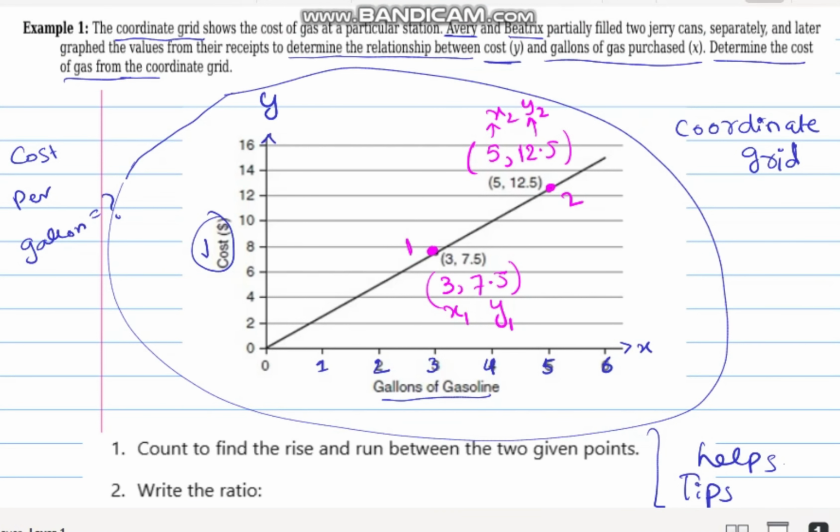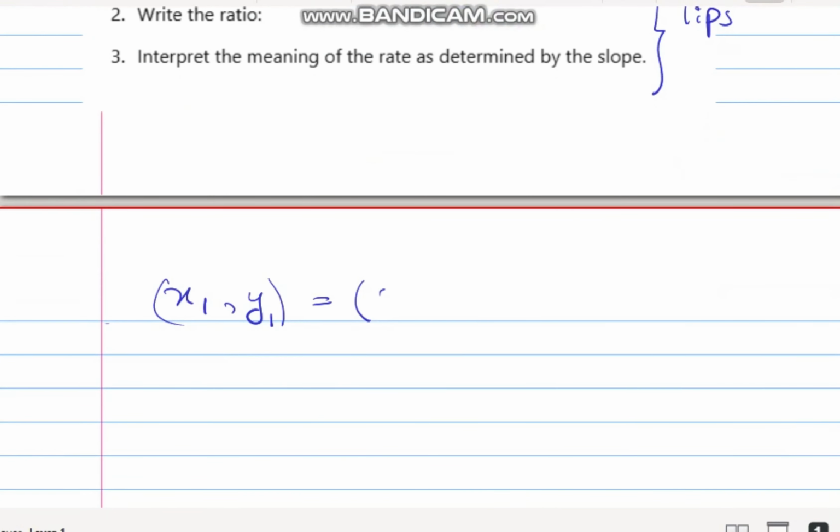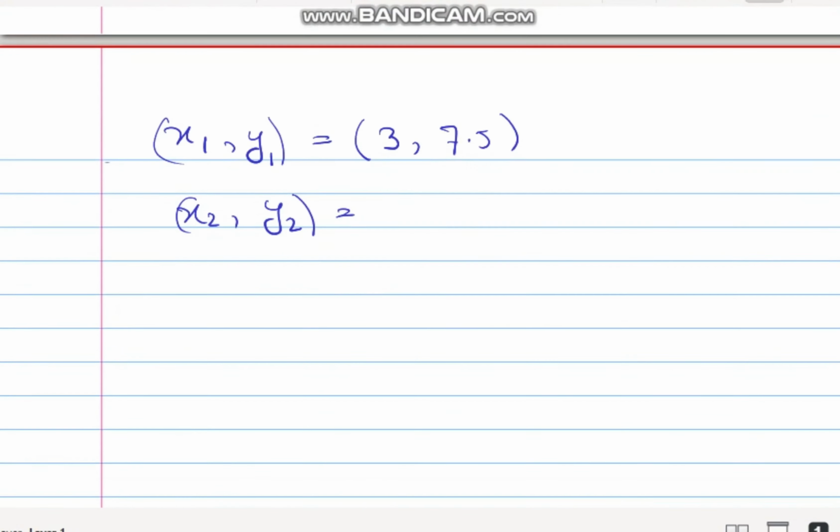Yes, it's a very easy question. Now first of all, write the information which is given to you. We have been given the point x1, y1, which is equal to 3 and 7.5. And x2, y2 is given to us, and it is 5 and 12.5.